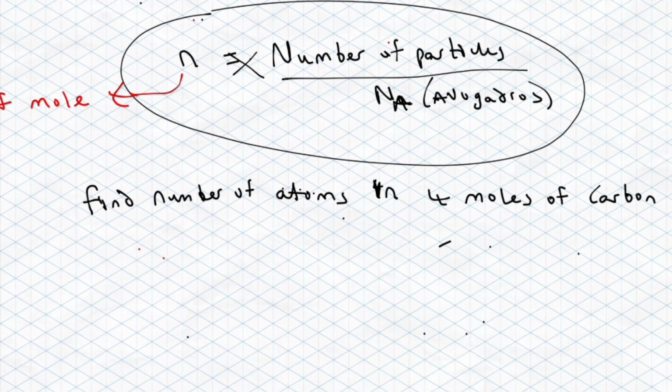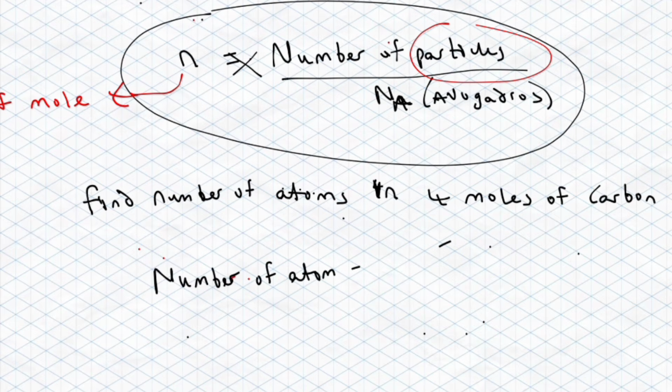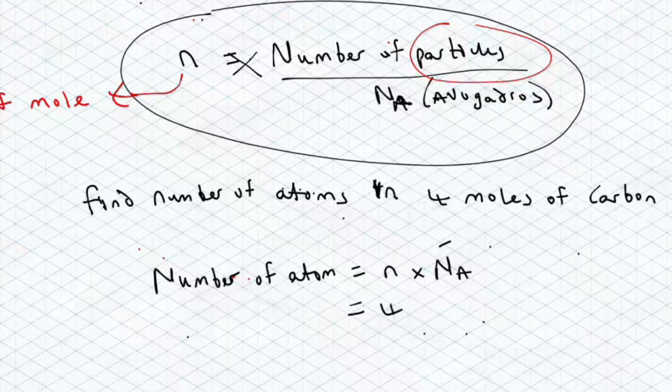We can easily do it like this. I told you a particle can be an atom, can be a molecule, can be an ion. So regardless of what they ask you to find, it is still the same thing. So we just say number of atoms is equal to n times our Avogadro's number. So we just say is equal to 4.